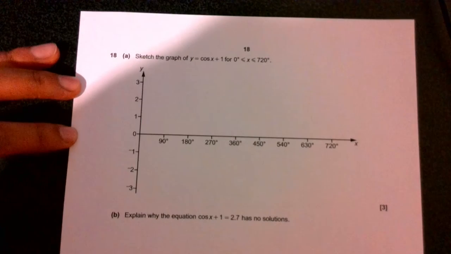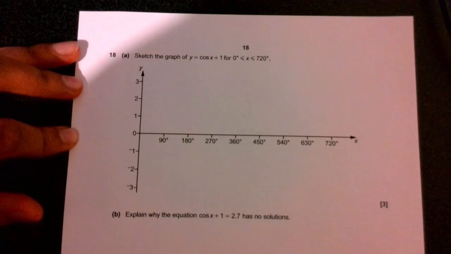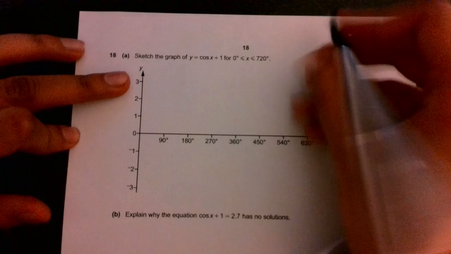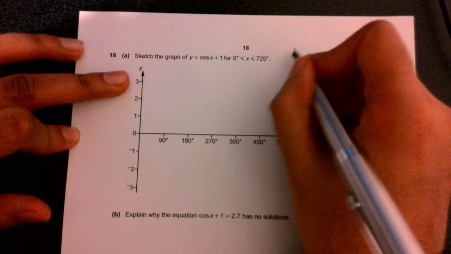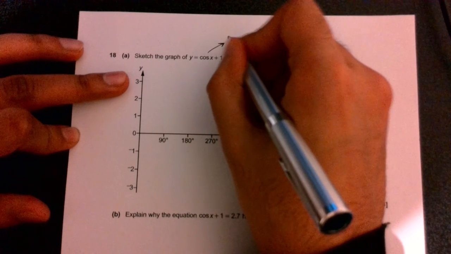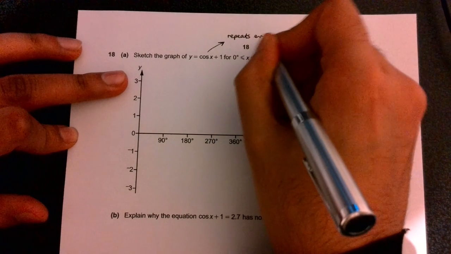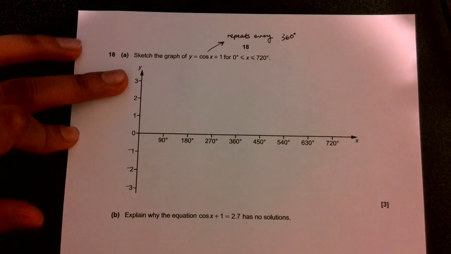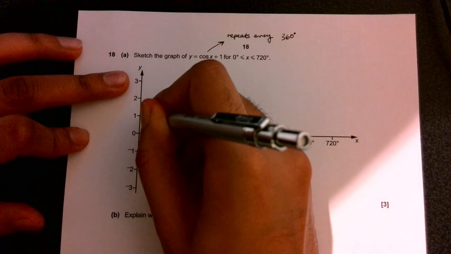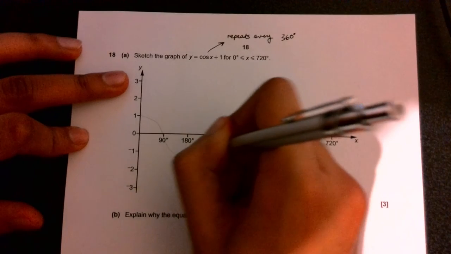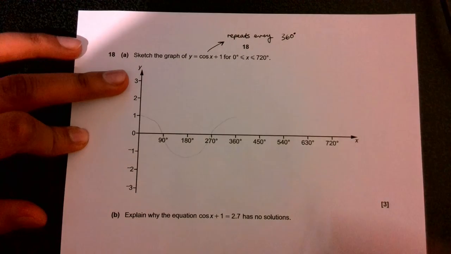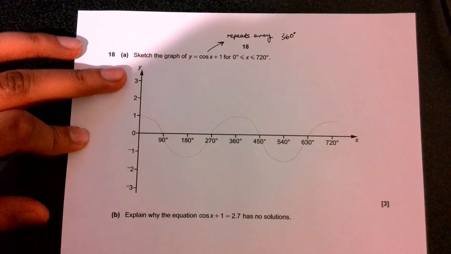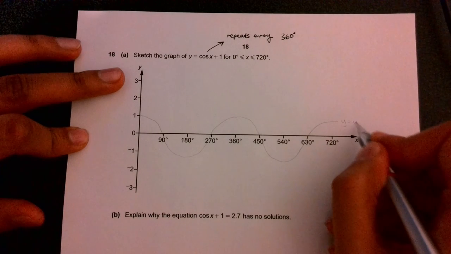Question number 18. We have to sketch the graph of y equals cos x plus 1 between 0 and 720. Noticing cos x is periodic, so it repeats every 360 degrees. So with that information, what we can first of all do, if I draw the graph of y equals cos x, we have something which looks like this between 0 and 360. And repeating this, we have something like that. So this is y equals cos x.